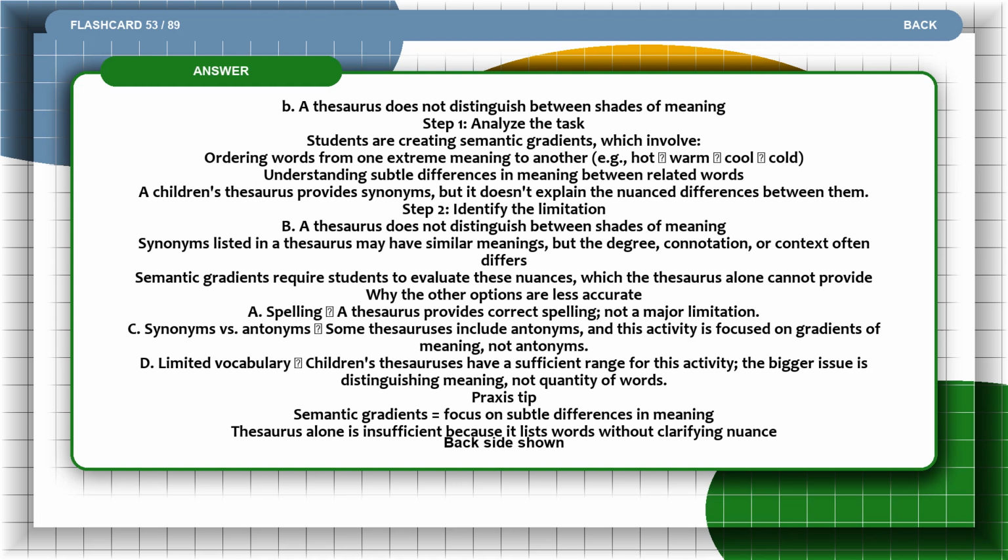The answer is B. A thesaurus does not distinguish between shades of meaning. Step 1. Analyze the task. Students are creating semantic gradients, which involve ordering words from one extreme meaning to another. For example, hot, warm, cool, cold. Understanding subtle differences in meaning between related words. A children's thesaurus provides synonyms, but it doesn't explain the nuanced differences between them.